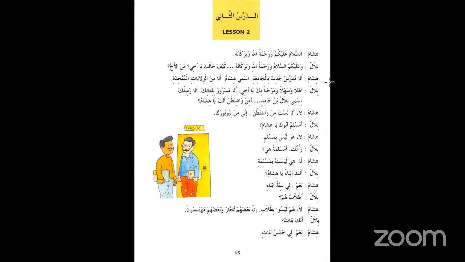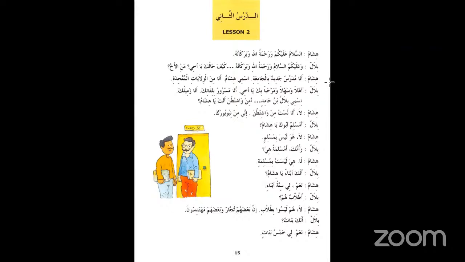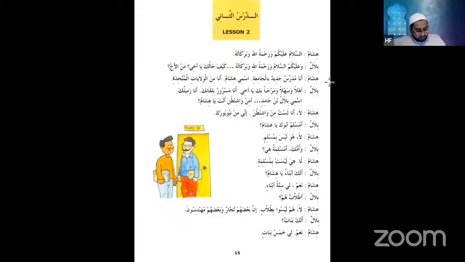Ismi Bilal ibn Hamidin. My name is Bilal, son of Hamid. I'm in Washington. Anta ya Hisham. Are you from Washington, Hisham?